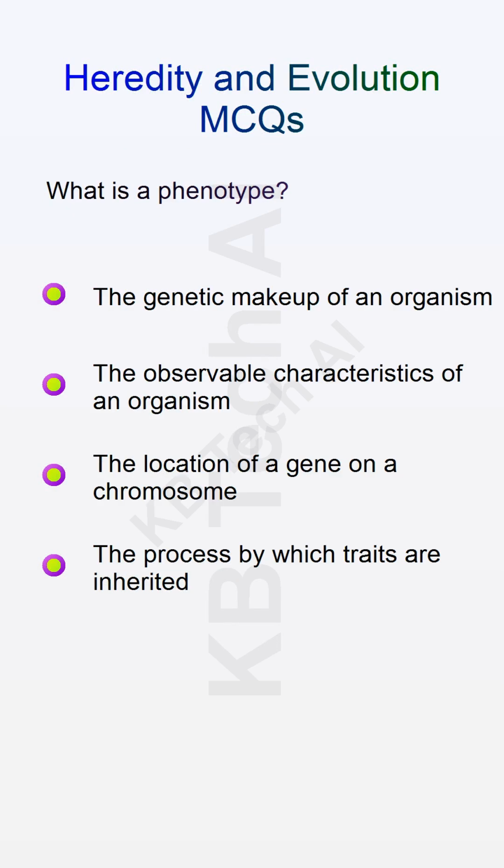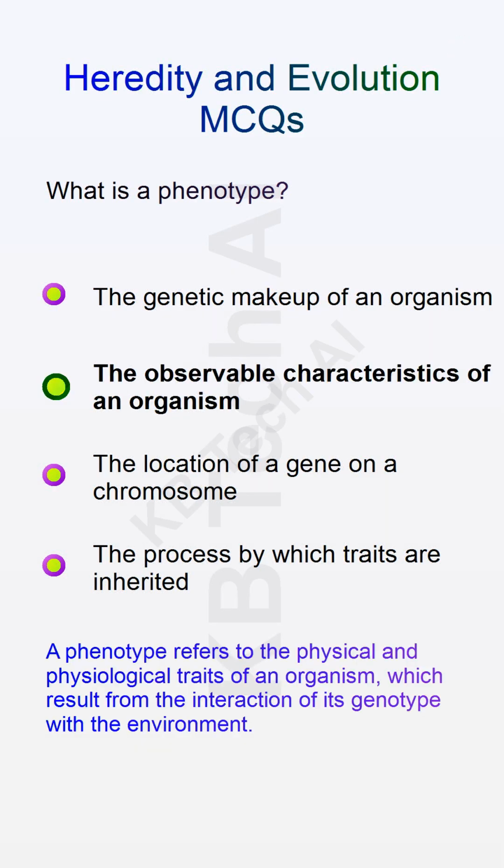What is a phenotype? Option 1, the genetic makeup of an organism. Option 2, the observable characteristics of an organism. Option 3, the location of a gene on a chromosome. Option 4, the process by which traits are inherited. The answer is, option 2, the observable characteristics of an organism.